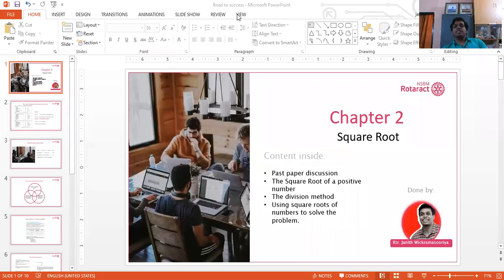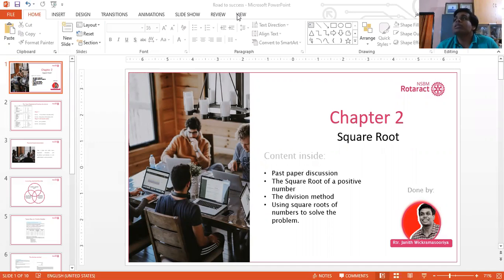Let me share the screen now, and let's get on with the square root chapter today. Second chapter of your grade 10 mathematics book, Road to Success. Hope you guys can see it. And our second chapter, chapter 2, square root.